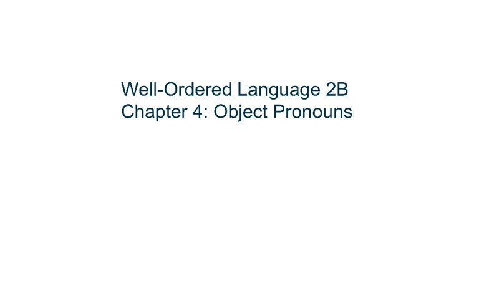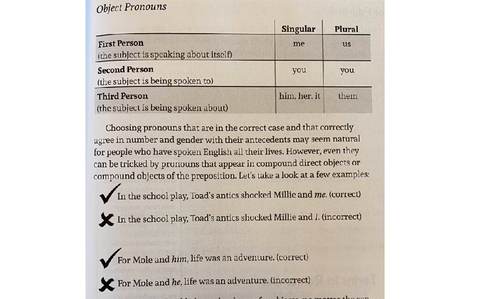All right, students, welcome to Chapter 4 of Well-Ordered Language 2B. We're doing object pronouns today. So, object pronouns are just what they sound like: in the sentence, object. They can act as a direct object, or they can act as the object of the preposition. And we have a list in our book of them.